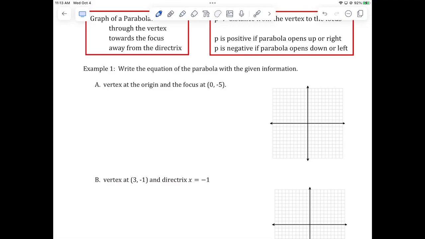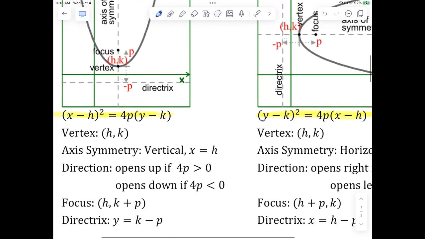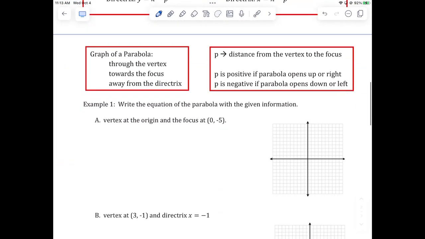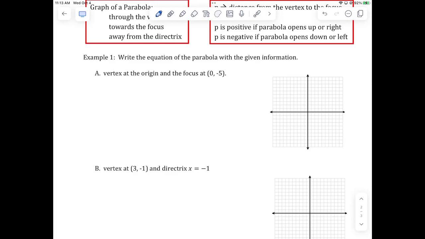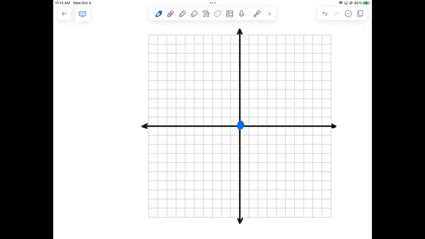Write the equation of the parabola. So our goal now is to end up with one of these two equations. Okay? And they're giving us part A: vertex at the origin and focus at (0, -5). This is exactly what we just did. Let's draw it. Let's identify the key features. And then we'll take our ingredients that we have out in front of us, and we'll just assemble them into the right equation. All right, vertex at the origin, so that's going to be right here at (0, 0).